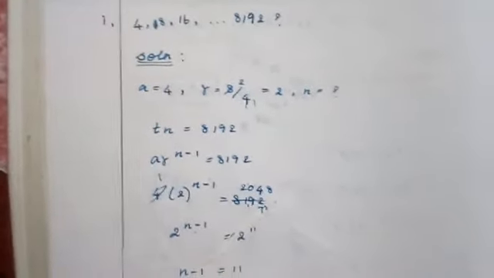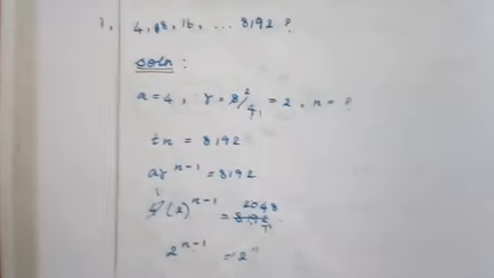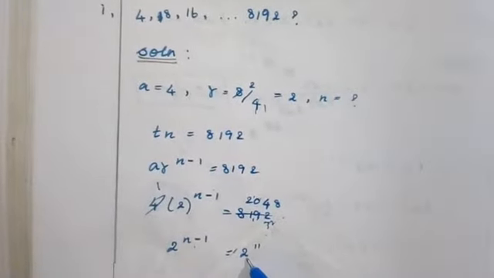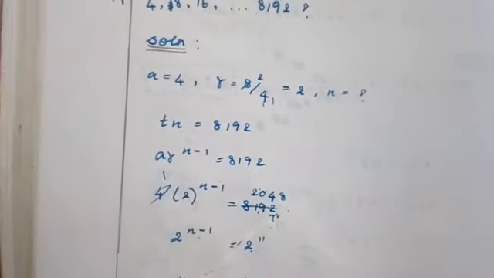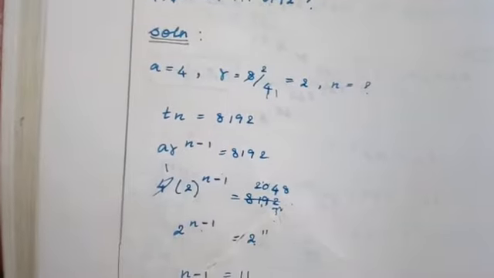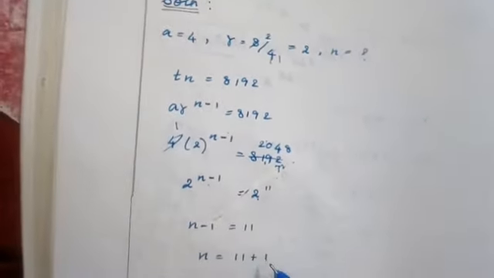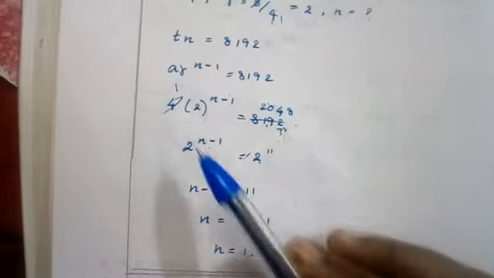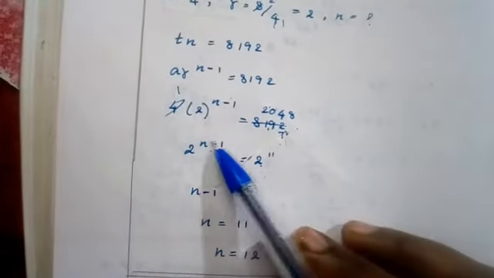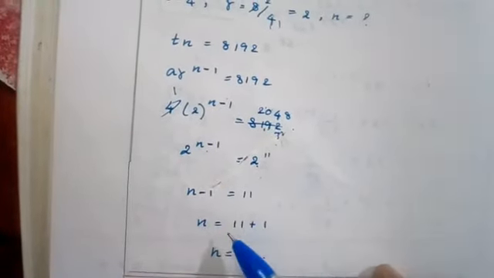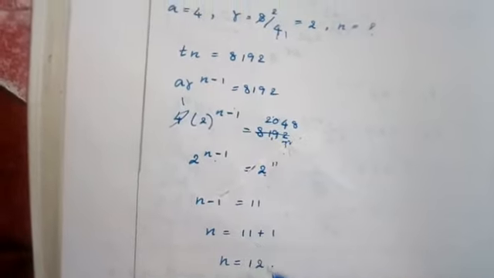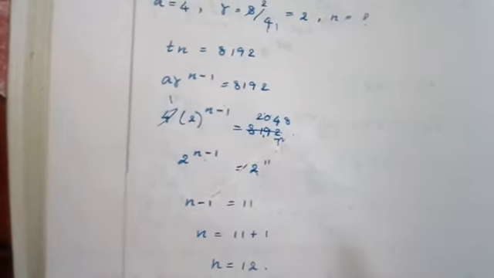The bases are same, so we have to equate the powers. n minus 1 equal to 11. So n equal to 11 plus 1, that is equal to 12.